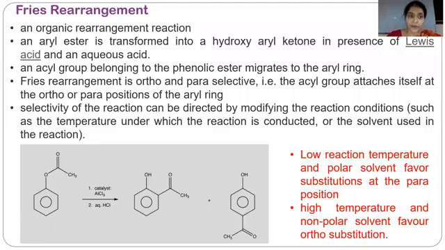One type of rearrangement related to the acetylation reaction is the Fries rearrangement. In the Fries rearrangement, an aryl ester is transformed into a hydroxyaryl ketone in the presence of a Lewis acid and an aqueous acid. An acyl group belonging to the phenolic ester migrates to the aryl ring. That means this acyl group, which comes from the acetyl chloride, will migrate to the aromatic carbon. This type of rearrangement is involved in the Fries rearrangement.